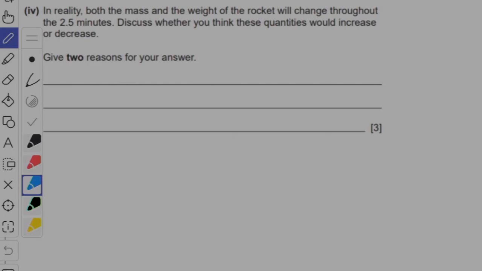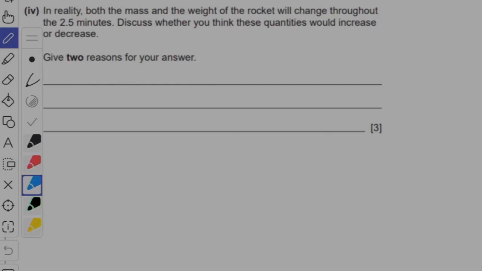So, in reality, both the mass and the weight of the rocket would change throughout the 2.5 minutes. Discuss whether you think these quantities would increase or decrease. Okay, so if you think about it, you're using up fuel. So if you use up fuel, the mass of the object will reduce. Therefore, the weight of the object will reduce. So automatically, because of the change in mass, the weight will reduce. But you're also getting further away from the Earth, and so the effect of gravity will also decrease.